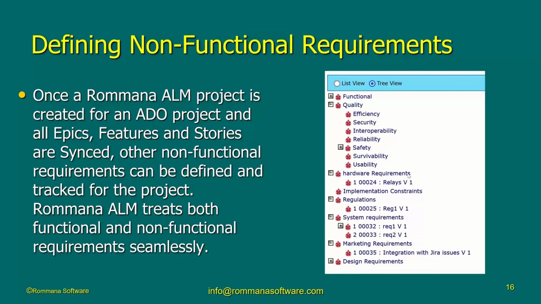And those types, we call those in Rommana ALM requirement categories or user story categories. We have the functionality, then we have everything else. They are treated seamlessly the same way as functional requirements. So you can write test cases for them, you can write scenarios for them and everything.